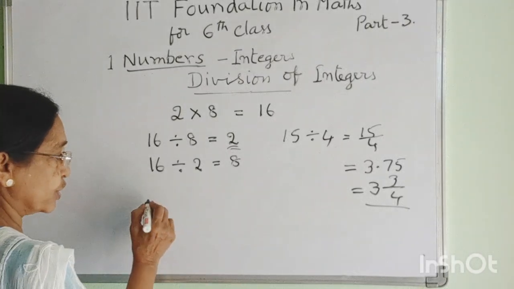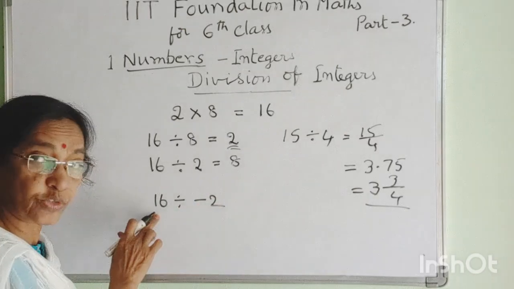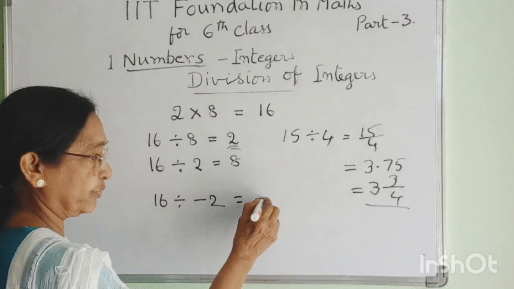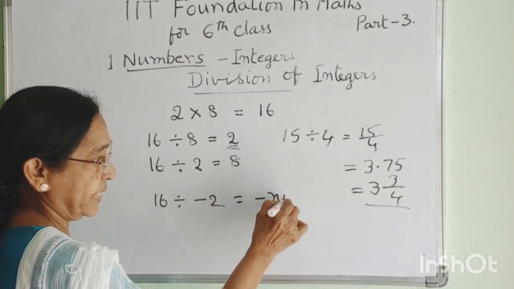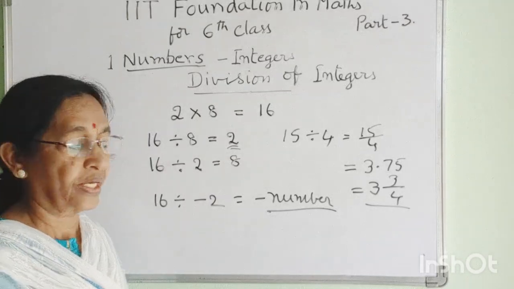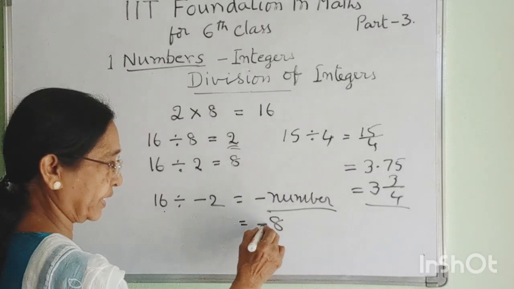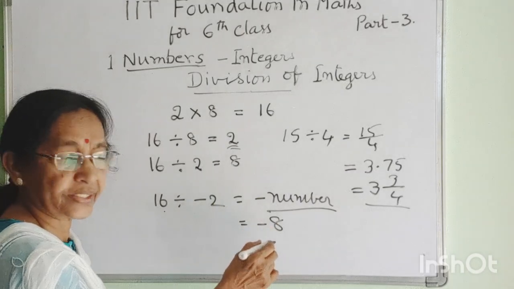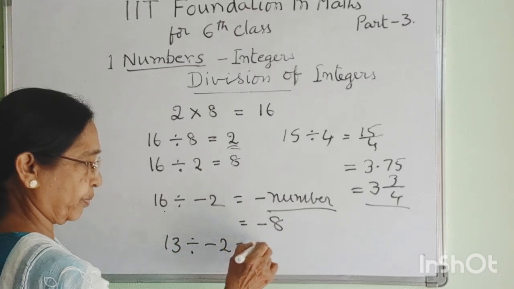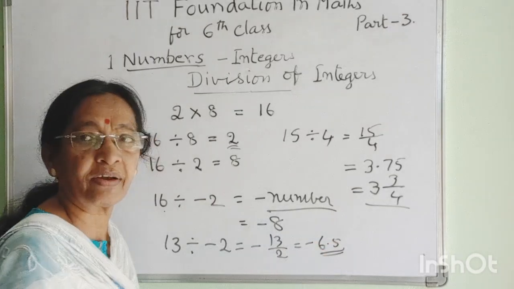And when a positive integer is divided by a negative integer, the result is a negative number. This also may not be an integer in all cases. For example, 16 divided by minus 2 is equal to minus 8, a negative number. This is an integer. Whereas 13 divided by minus 2 is equal to minus 13 by 2, which is equal to minus 6.5. This is not an integer.